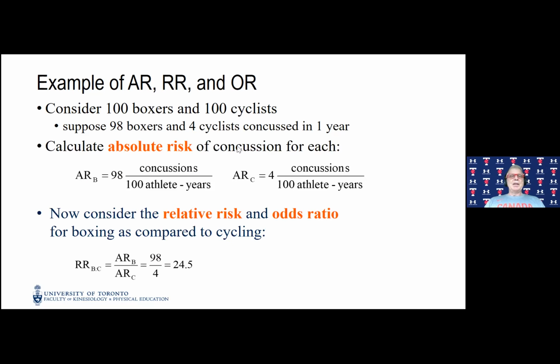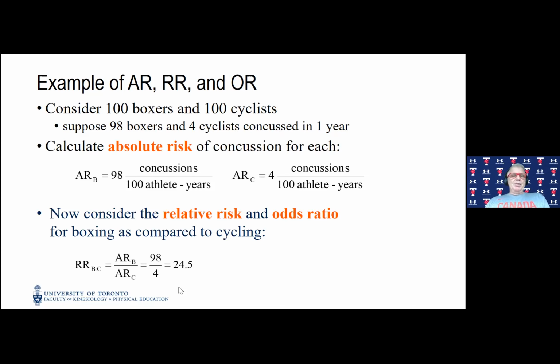An example, just to point that out, suppose we look at the risk of concussion in boxing and cycling over a year of participation by 100 athletes. So our exposure is 100 athlete years. In this particular example, suppose 98 of the boxers got concussed in the 1 year of observation. That's probably an underestimate. It would more likely be 100. And 4 of the cyclists fell off their bicycle and whacked their heads. So they had 4 concussions.